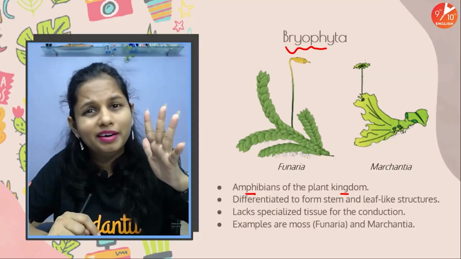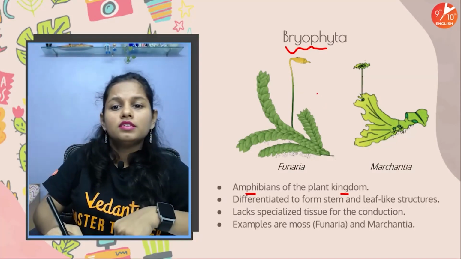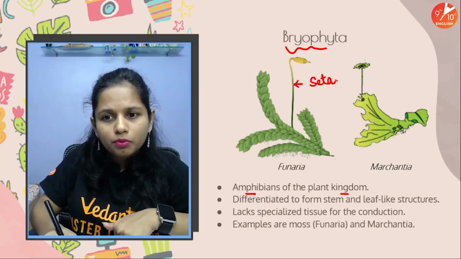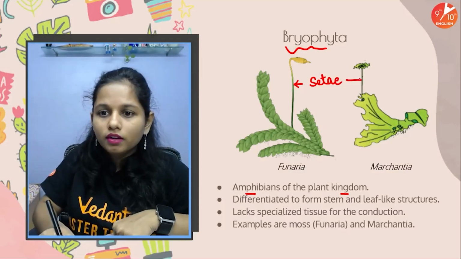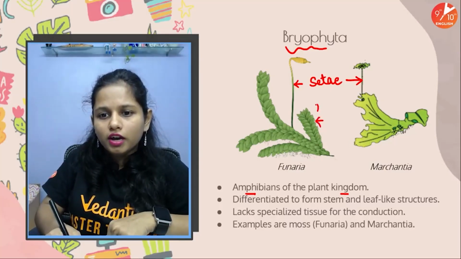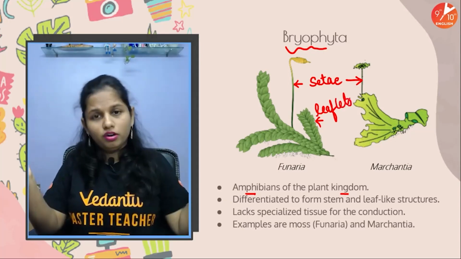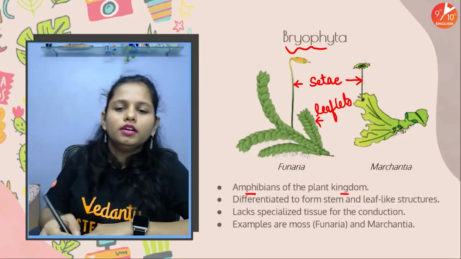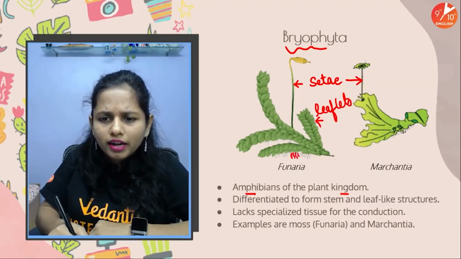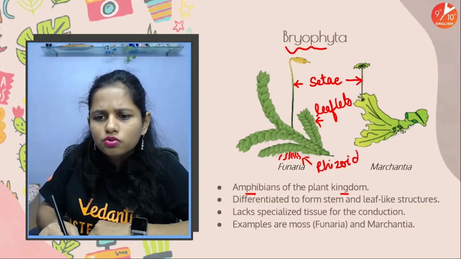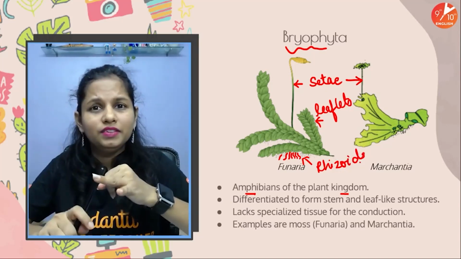They don't have root, stem and leaves, but they have something like a stem, which is called seta, singular seta, plural setae. They have leaf-like structures, which are called leaflets. If it is big enough, it's called a leaf, like a banana leaf. Tiny leaflets. They don't have roots, but they have root-like structures which are called rhizoids. So root, stem and leaves are absent.